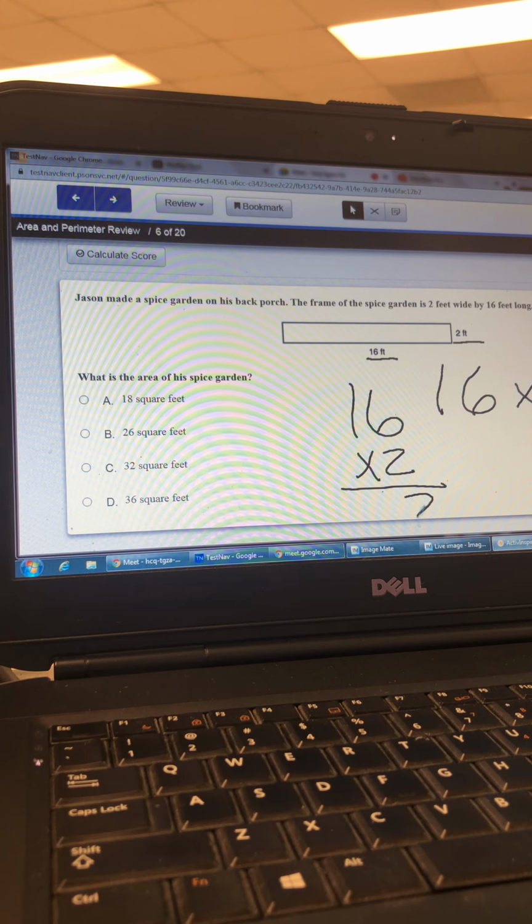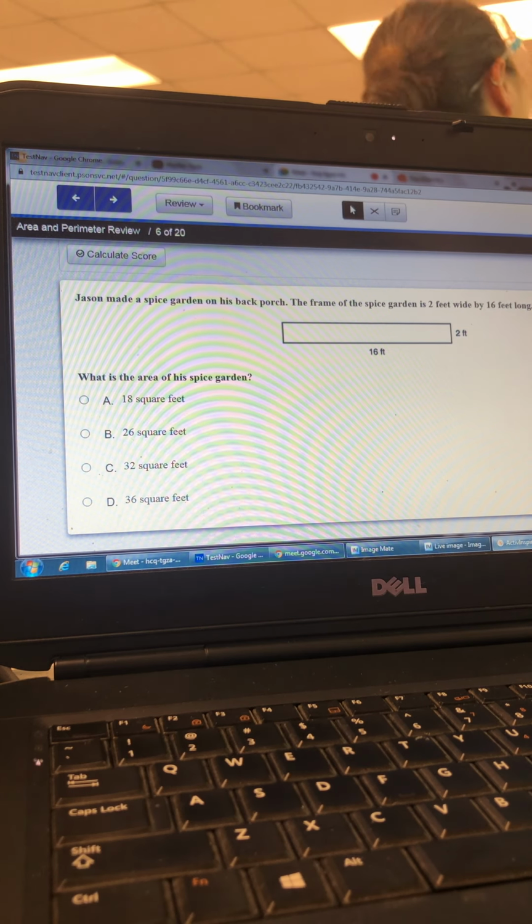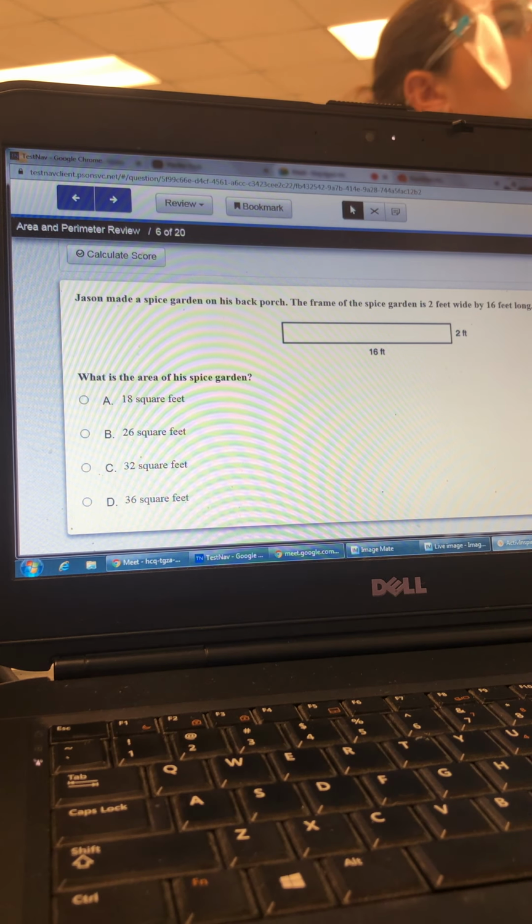Six times two is 12. Put down my two, regroup my one. Two times one is one. Two times one is two. Plus one is three. 32 is your answer. Or you can do repeated addition. It'd be 16 plus 16.